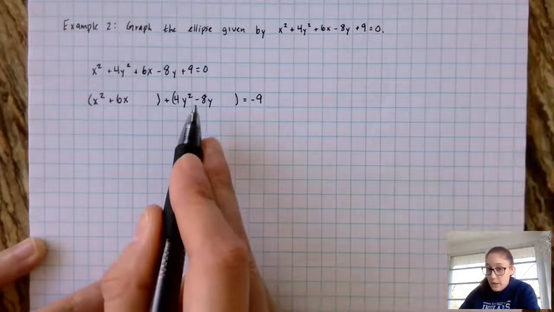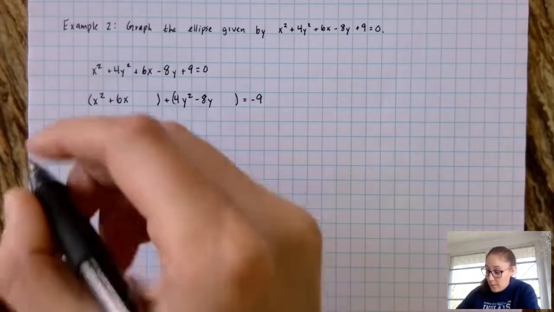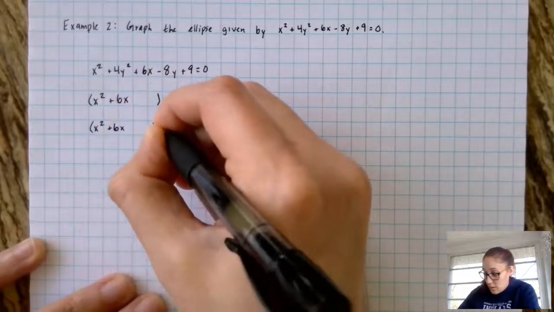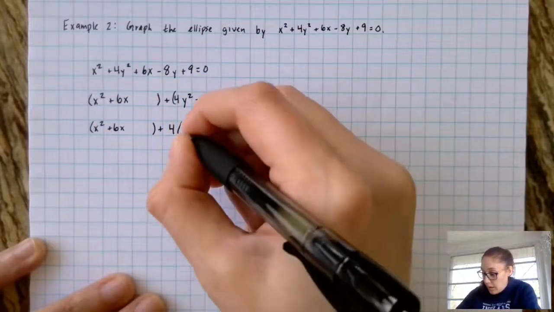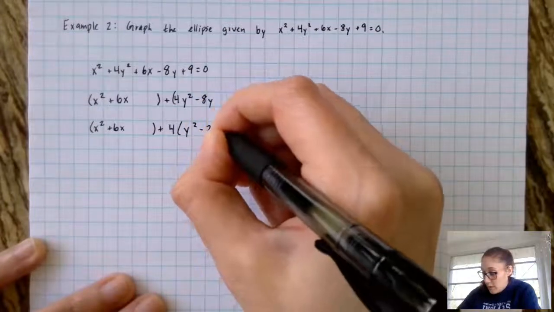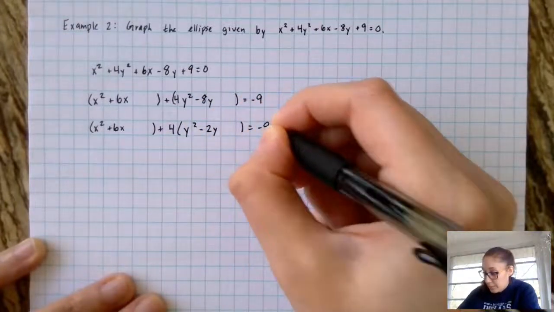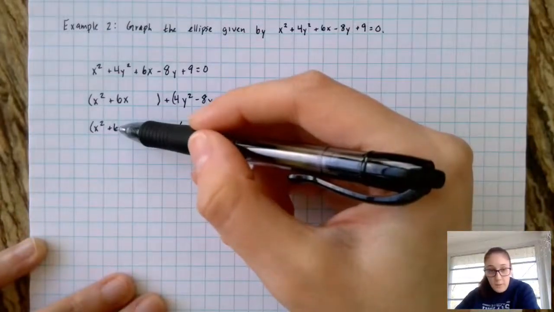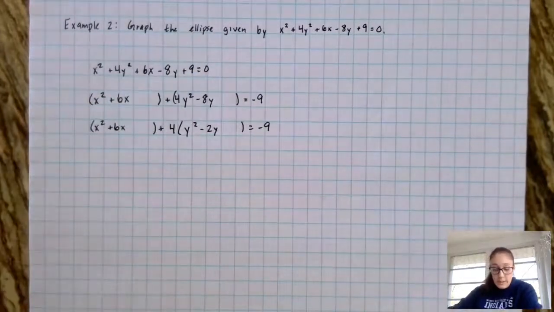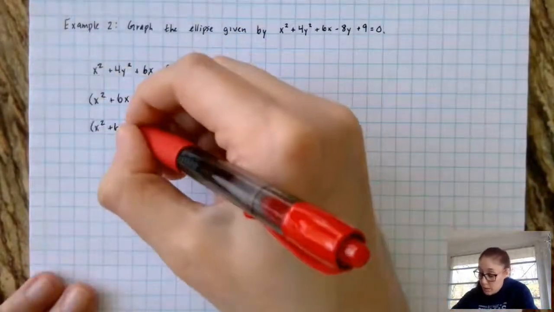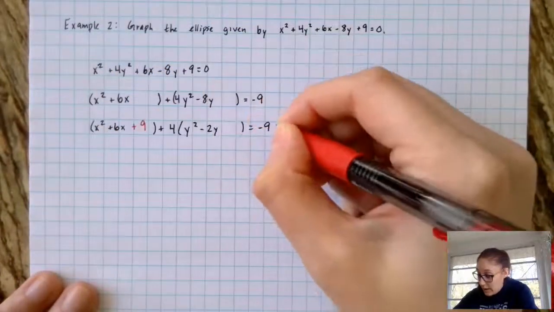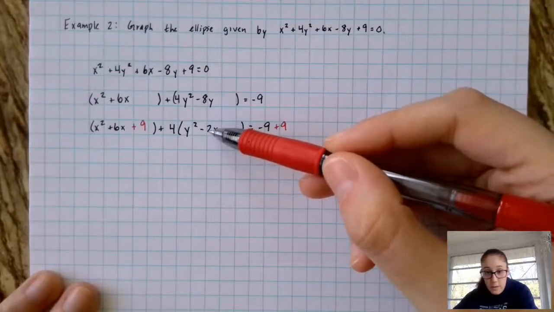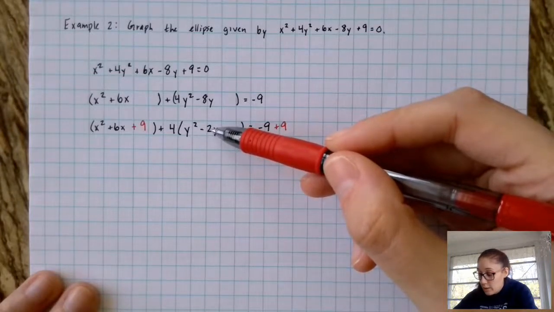Now, be careful here because we need to factor out this 4. So I'm just going to bring this down. And I'm going to factor out a 4, and then I'm left with y squared minus 2y. Alright, so let's go ahead and start completing the square. So 6 divided by 2 is 3, and 3 squared is 9. So I'm going to add 9 here and add 9 to the right. Here, when I do negative 2 divided by 2, I get negative 1. Negative 1 squared is 1.